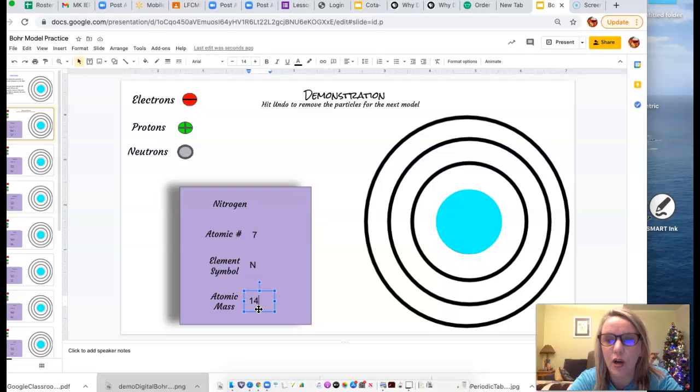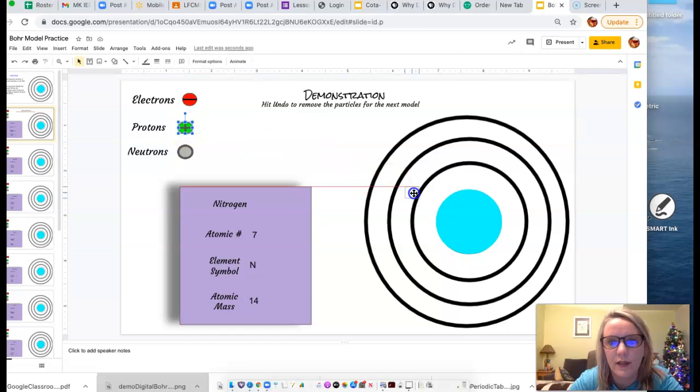If we know that the atomic number is 7, we also know that there are 7 protons in the nucleus, right? So we are just going to pull these protons, 7 of them, into the nucleus. You don't even have to copy them. Google Slides just gives you an unlimited amount of protons to pull over to the nucleus. So there's 3, 4, 5, 6, and 7.